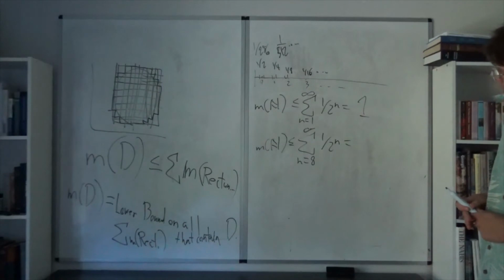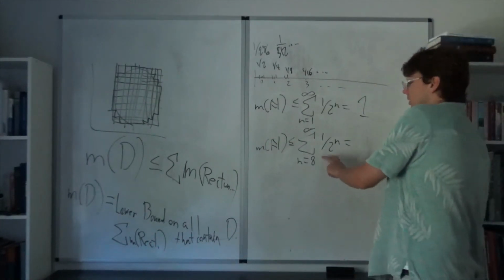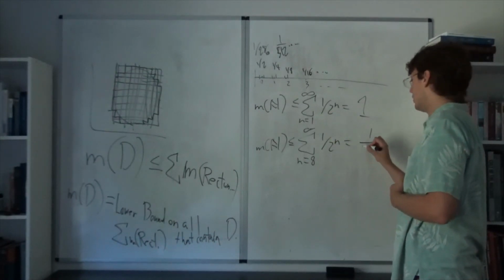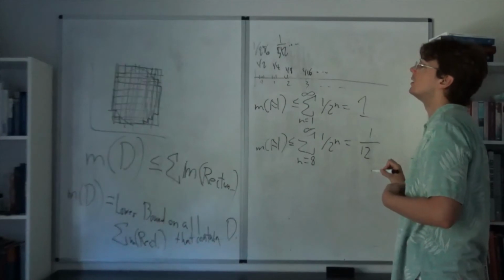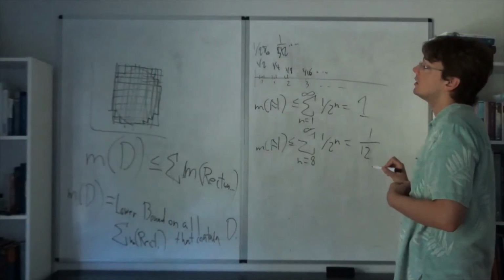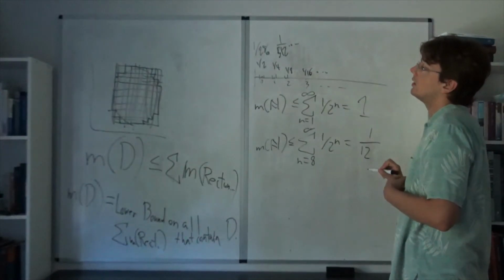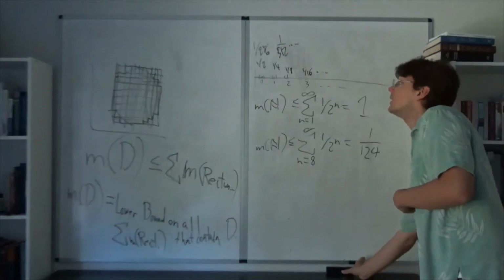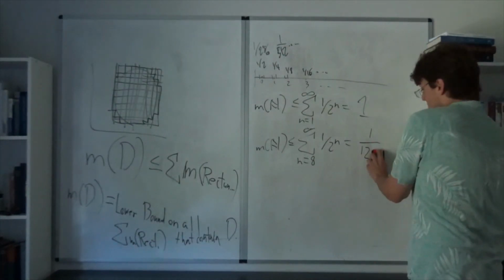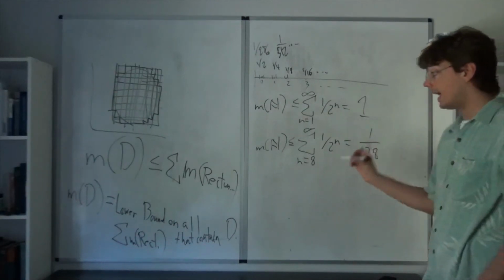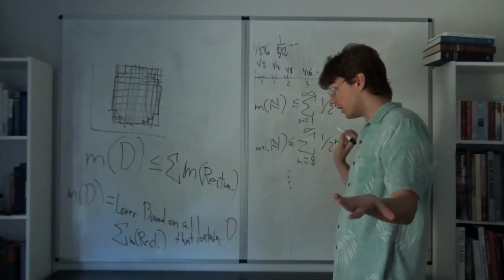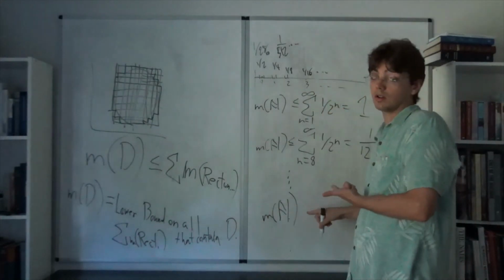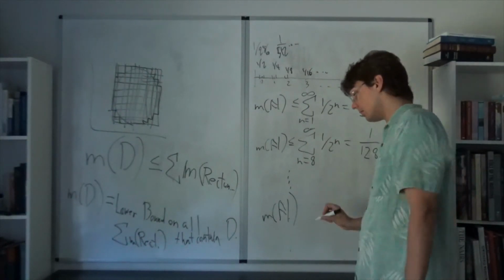Alright, so this right here will turn into what? This will turn into 1 over 256. That is equal to 1 over 2 to the 8, yes. Excuse me. Alright, smaller number. And you guys can see that I can just make this smaller and smaller, right? So again, the measure of the natural numbers is smaller than any positive number.